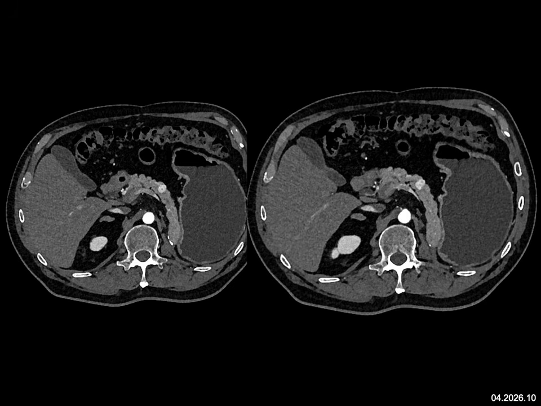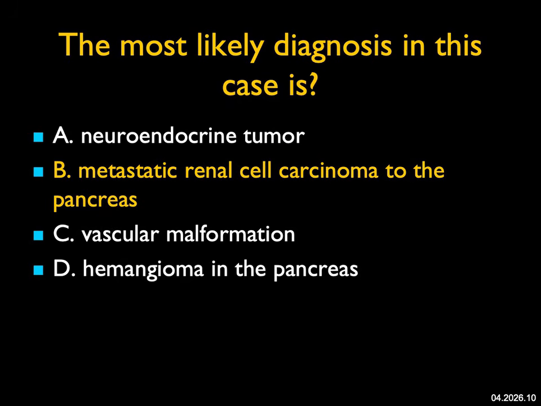Mets to the pancreas, the most common source will be renal cell carcinoma. They can be solitary or multiple. They can be small or can be large. And it's classically from a clear cell renal cell carcinoma. If you only look at the lesion itself and disregard the kidneys, it's almost impossible at times to distinguish a neuroendocrine tumor from a metastatic renal cell carcinoma. So a very nice case.